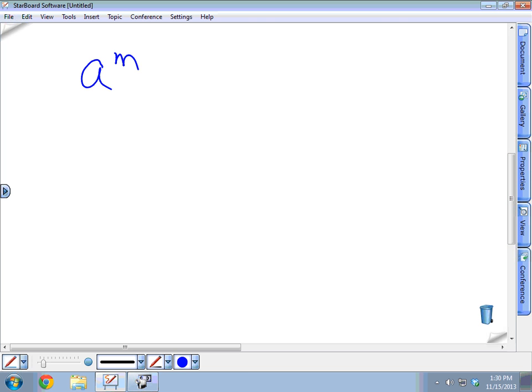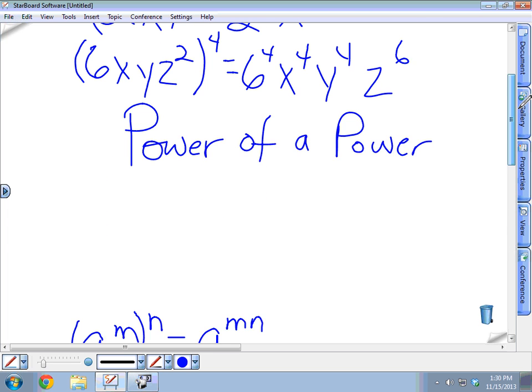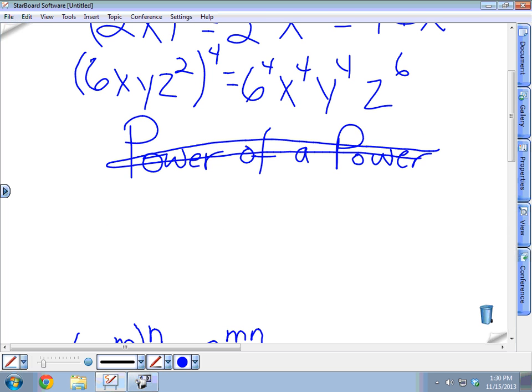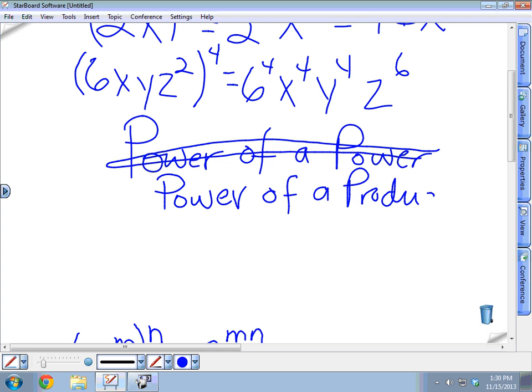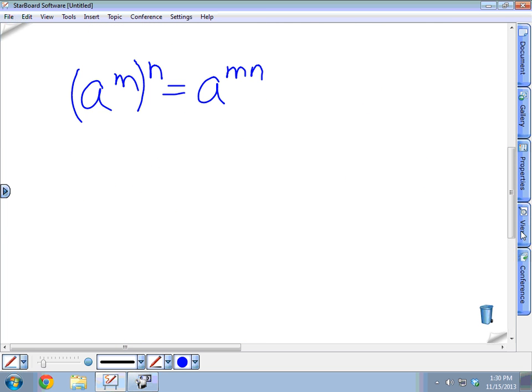A to the M to the N equals A to the M times N. Okay? This is, did I mean that? I'm sorry. I wrote this wrong. I was going one ahead. This is the power of a product. We were taking a product in a parentheses and raising it to that power. That was the power of a product. And then this one is a power of a power. Notice you have a power and you're raising it to another power.